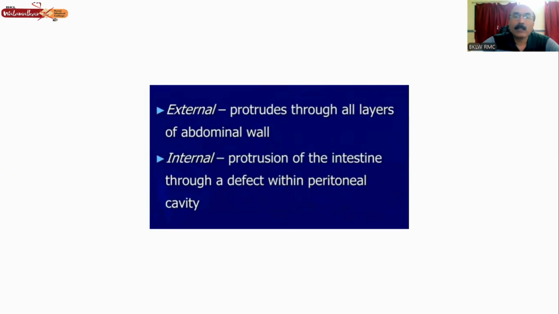So basically, we can classify hernia as external or internal. External means it protrudes through all layers of the abdominal wall, that is, visible from outside with the naked eye. And internal means it's a protrusion of the intestine through a defect within the peritoneal cavity, and it is not visible to the naked eye.